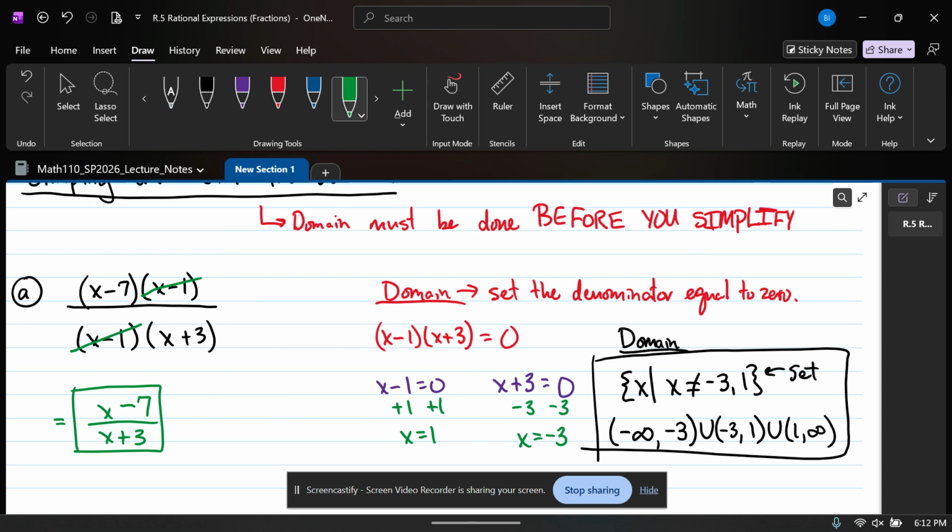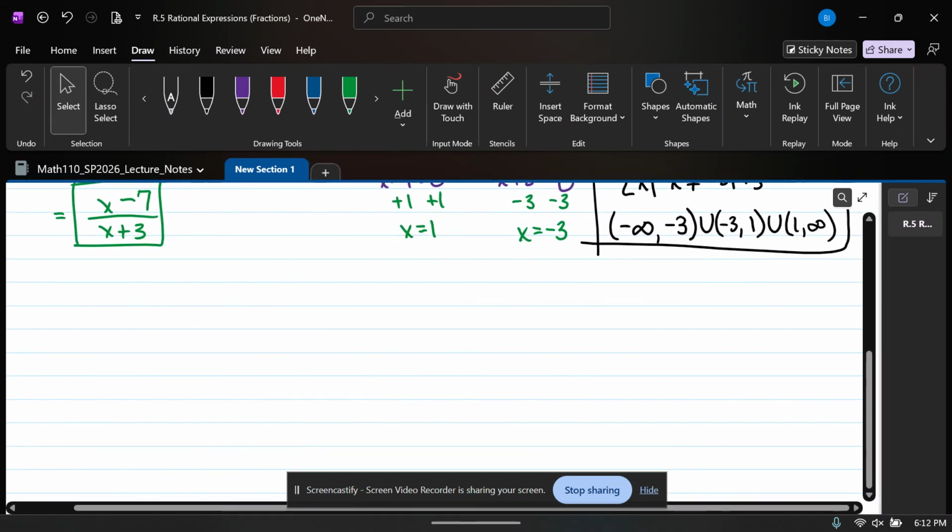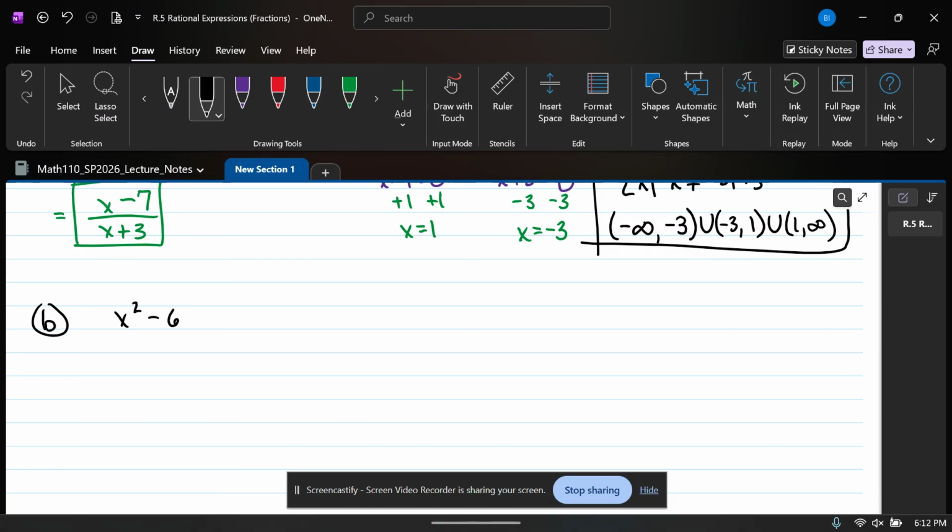So this one was nice. It was already in factored form. Let's get one that's not in factored form. So we got to do the factoring. So this is where we're putting together the stuff that we did in labs. So we have x squared minus 6x plus 5 over x squared minus 25.